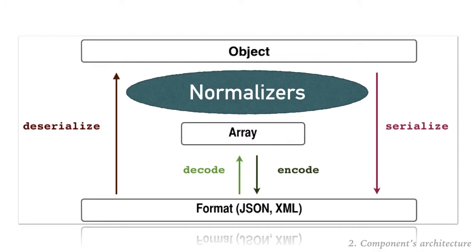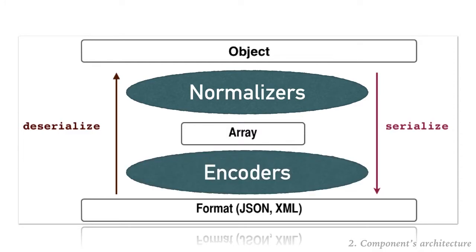The second thing is encoders. The point is that with those classes, you go from an array to the end format, so the formatted string, or from the formatted string to the array.